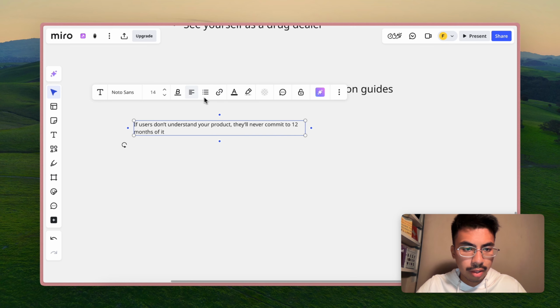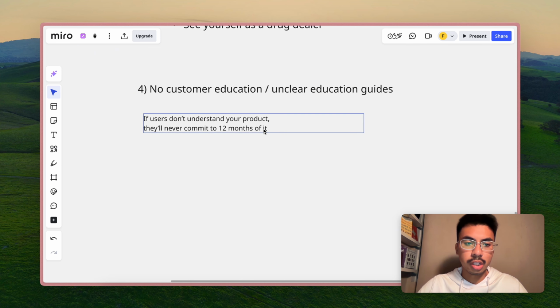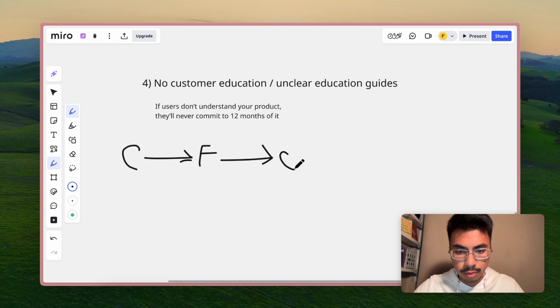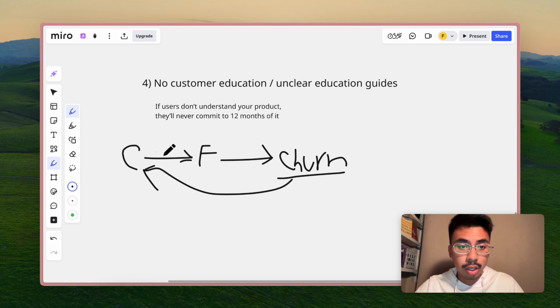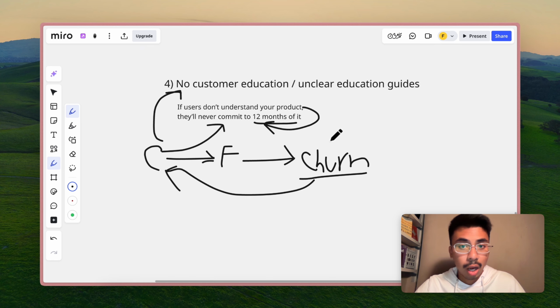If your users don't understand your product, then how are they even gonna commit to 12 months of using it, right? And here's the concept of it. Confusion, which is C, of course, leads to friction, F, and friction then leads to churn. If you reverse engineer it, churn comes from confusion, and confusion comes from not having clear customer education or not having any customer education at all. This all boils down to your users not understanding your product. And if they don't understand your product, they're not going to commit to your product for 12 months, let alone for even a couple of months.